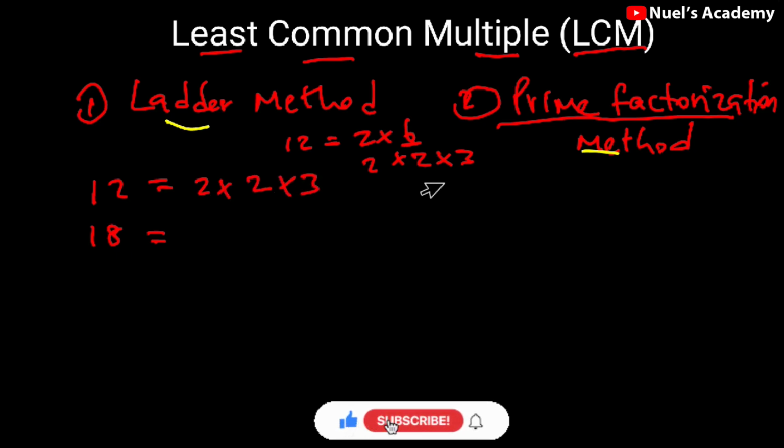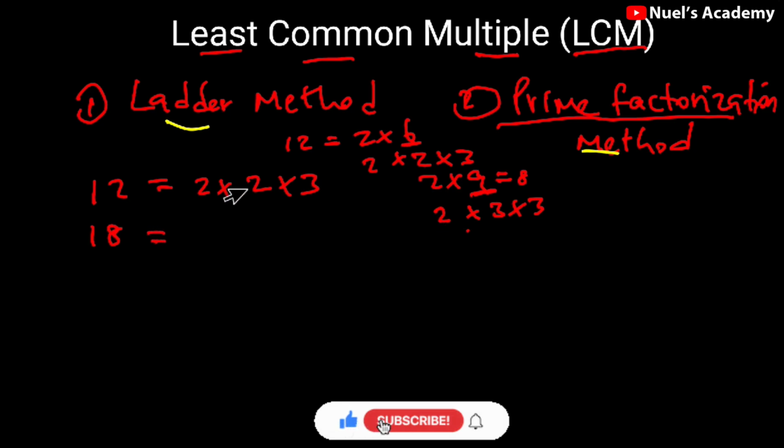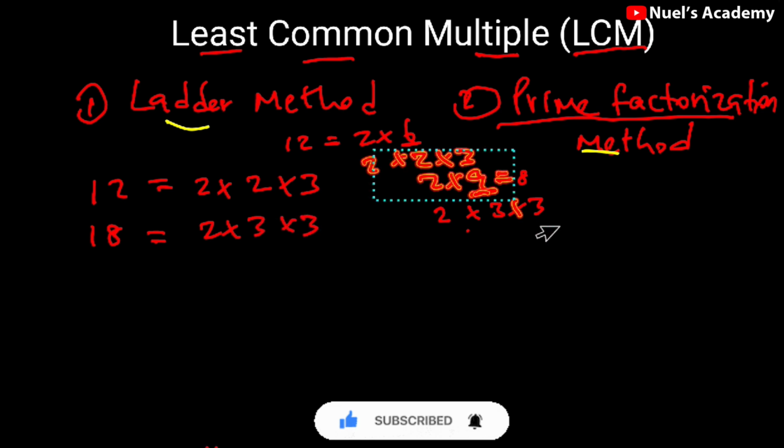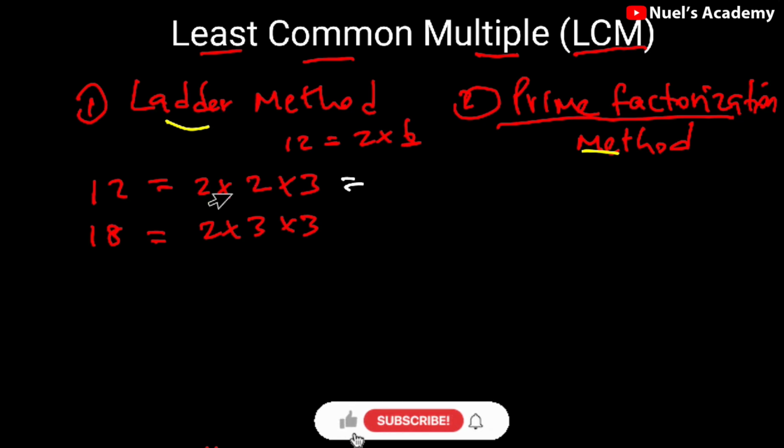Now for 18, we know that 2 times 9 is equal to 18. So we're going to break this 9 further because this 9 is not a prime number. So 9 is equal to 3 times 3. So the prime factors of 18 are 2 times 3 times 3. So let's group this. We have 2 times 2 here, which is 2 square, then times 3. Then this one is going to be 2 times 3 square.